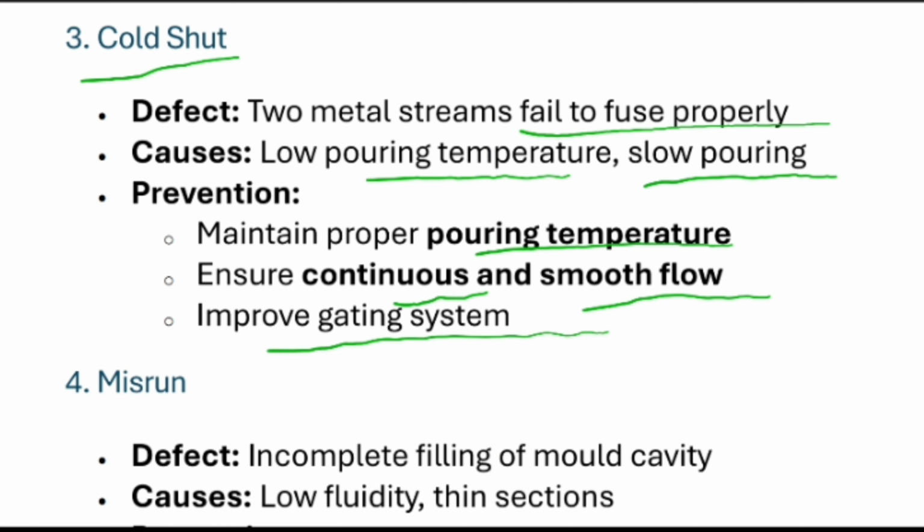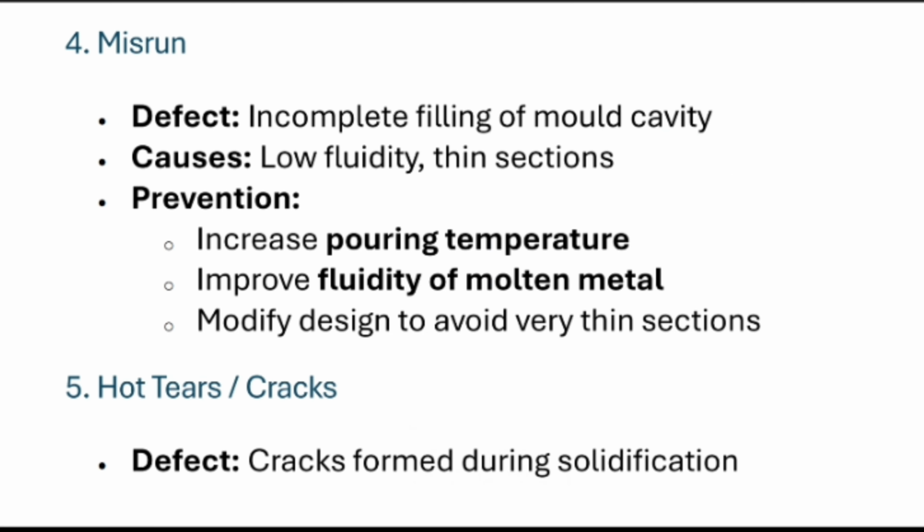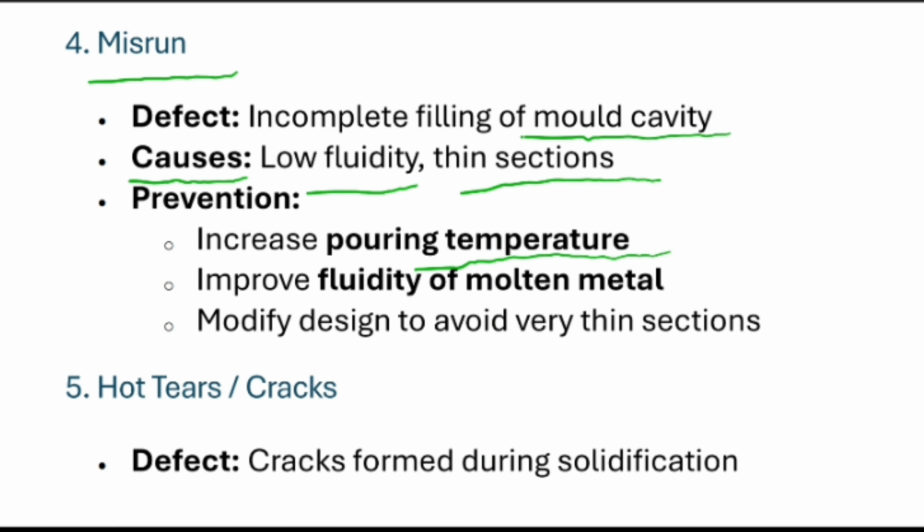Next defect is a misrun. It is an incomplete filling of the mold cavity. It is caused by low fluidity and thin sections. Coming to the prevention, we have to increase the pouring temperature, improve the fluidity of the molten material, and modify the design to avoid very thin sections.